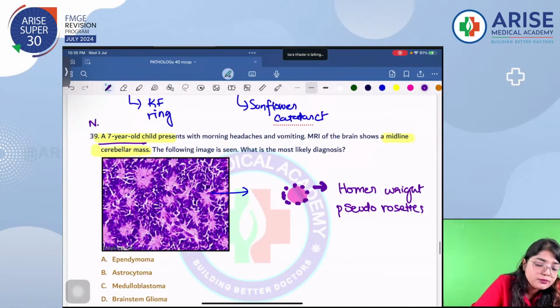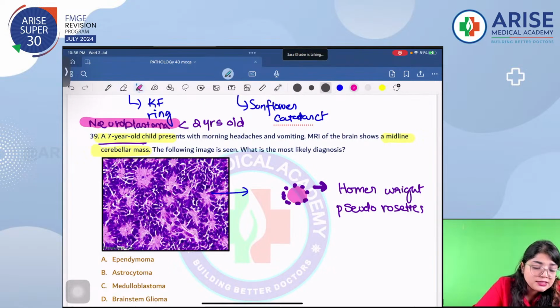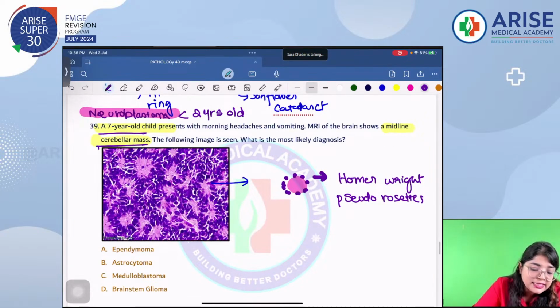See, neuroblastoma happens in a child which is less than 2 years old. Okay, abdominal mass in less than 2-year-old. Neuroblastoma. Remember, neuroblastoma happens in a child less than 2-year-old. So you can rule that out right away. And this is a cerebral mass with pseudorosettes. So the answer is medulloblastoma.